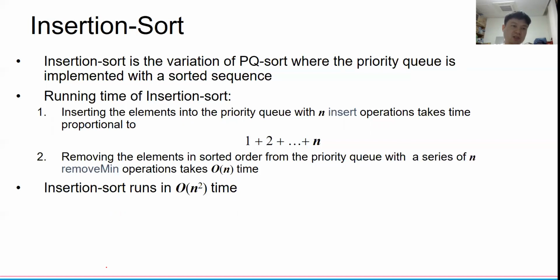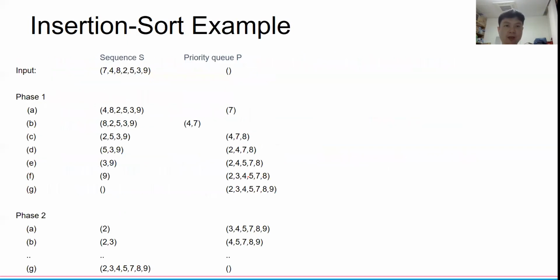In this insertion sort, we will first insert the elements into the priority queue with n insert operations. The insert operations will take 1 plus 2 plus so on until n, and then removing the elements in sorted order from the priority queue is with a series of n remove minimum operations, which will take n time. So with insertion sort, it will take n to the power of 2. This is the example if you are using the insertion sort.